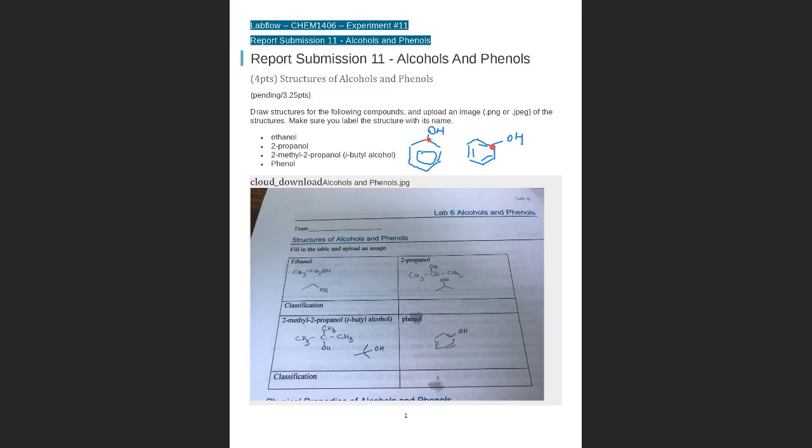Here in this drawing, you will see that instead of writing the structure, you can also write the bond line structure. So for example, for ethanol, you can either write this, or you can do this that you have studied in lecture, the bond line structure.